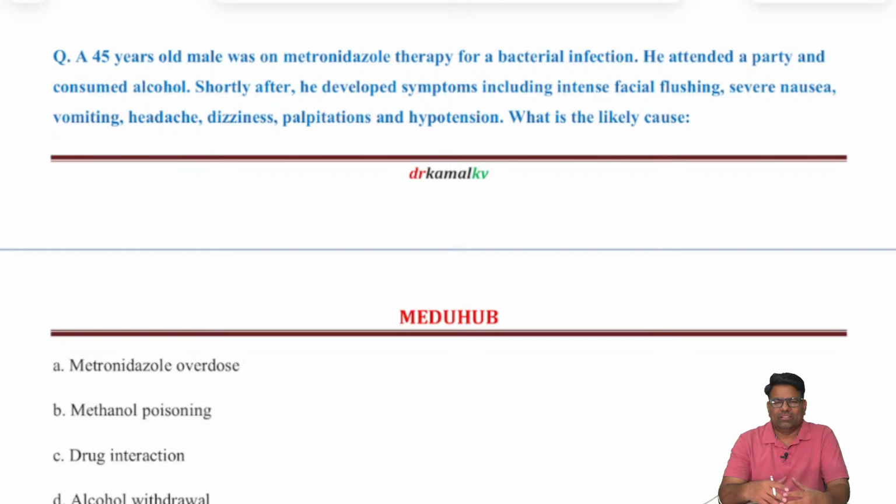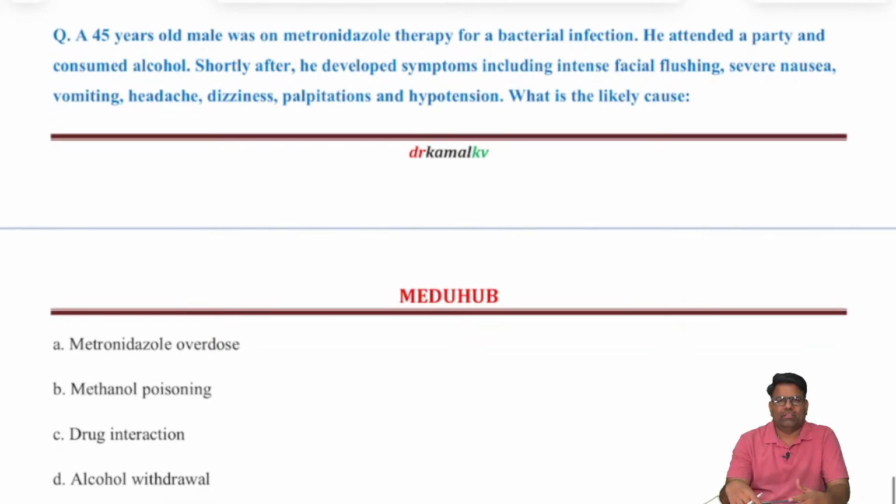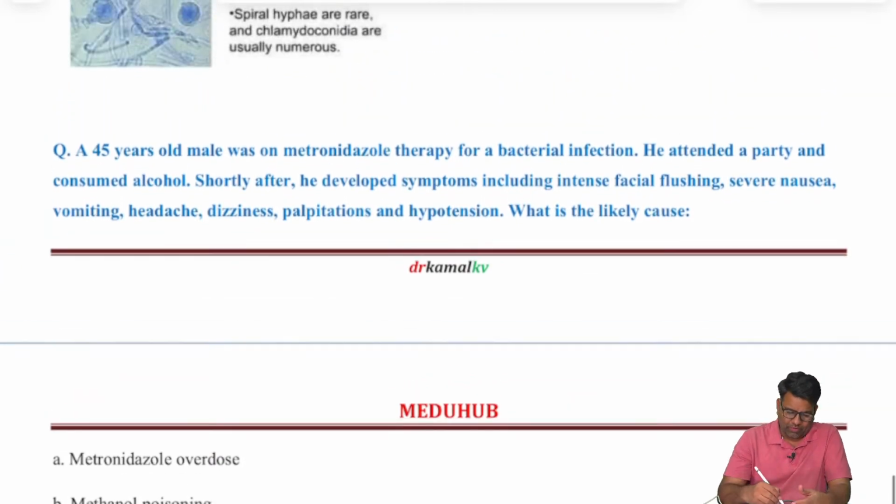Welcome back, dear students. In this session, we will start with pharmacology. There was one question in which a person was on metronidazole therapy, and later he attended a party where he took alcohol. As soon as he took alcohol, he developed intense facial flushing, nausea, vomiting, headache, dizziness, palpitations, and hypotension. What is the reason for this?